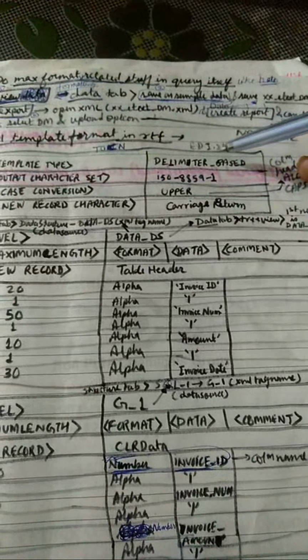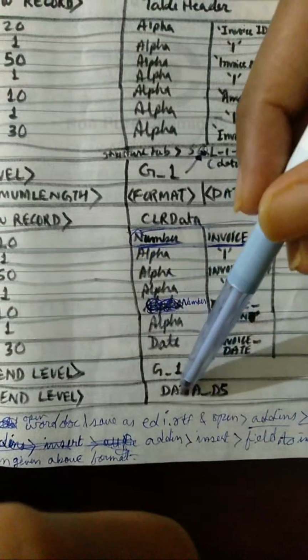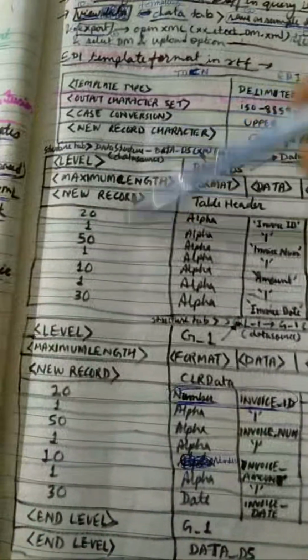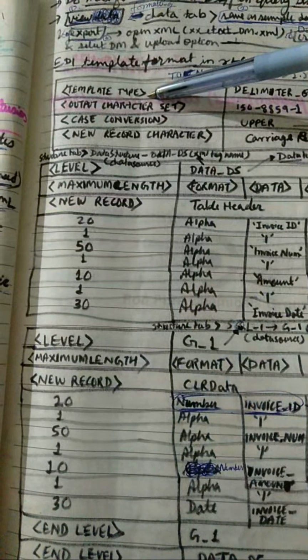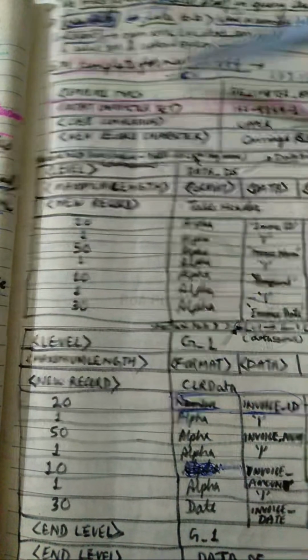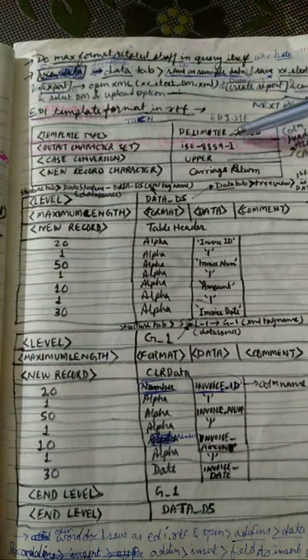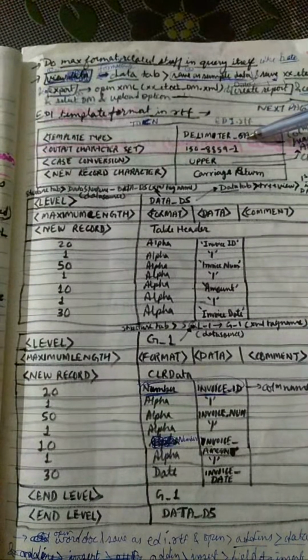This is my file name, edi.rtf. I have saved it here as edi.rtf. This is how the template looks. The first thing I want here is the template type. The template type is delimiter based, and you have to give this name exactly.